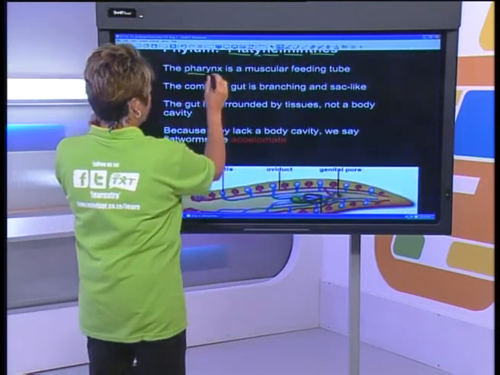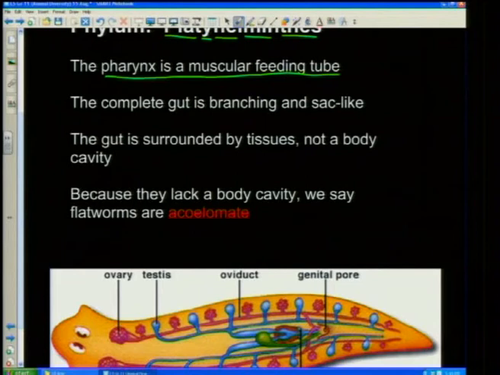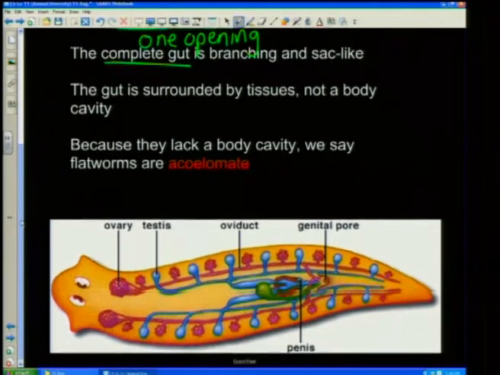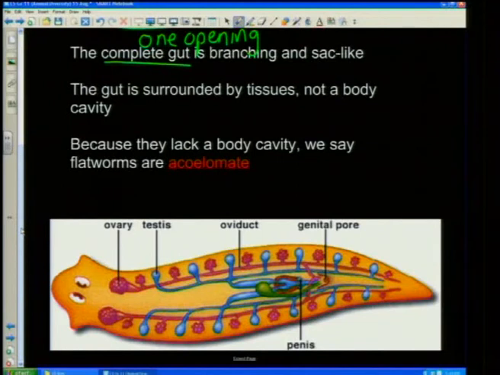They have a pharynx, which is a muscular feeding tube, so they actually draw their food into their mouth. They have a complete gut, but there's only one opening. It's not a through gut, even though they have a complete gut. They lack a body cavity. As I said, they're very flat, so they belong to the group of acoelomate animals. And here's a beautiful picture of a planaria, which is one example of the flat worms.